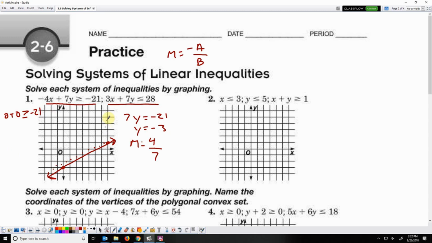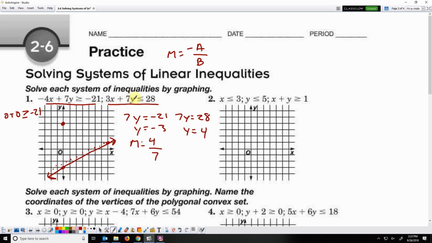Okay, then we're going to do the same for this equation right here. If I put in a 0 for x, I get 7y is 28. And divide 28 by 7, I get y is 4. So my y-intercept, 1, 2, 3, 4.